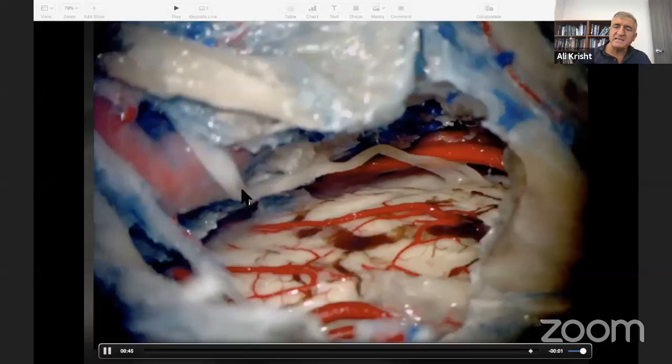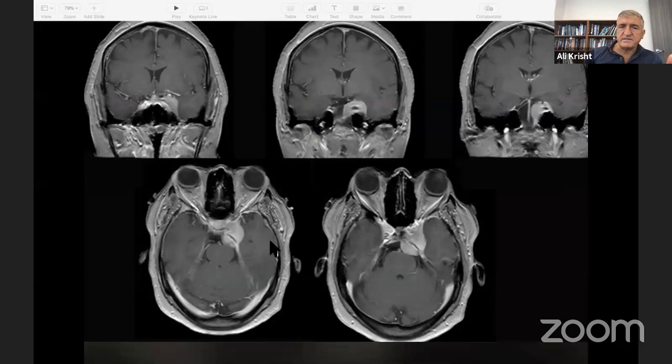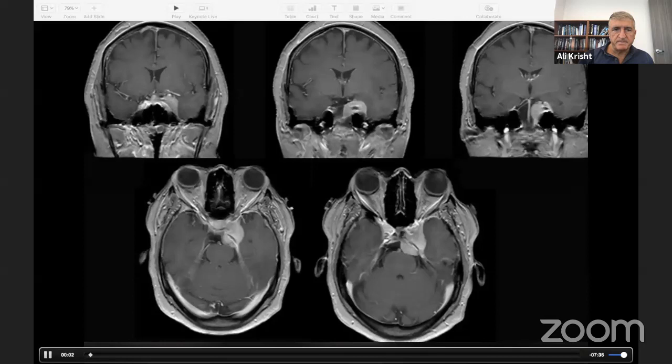So this is an example, a case that we did last week. It's fresh. I wanted to use it as an example. This patient was having a progressive third and sixth nerve palsy, significant changes in it. And these are the steps of the surgery.